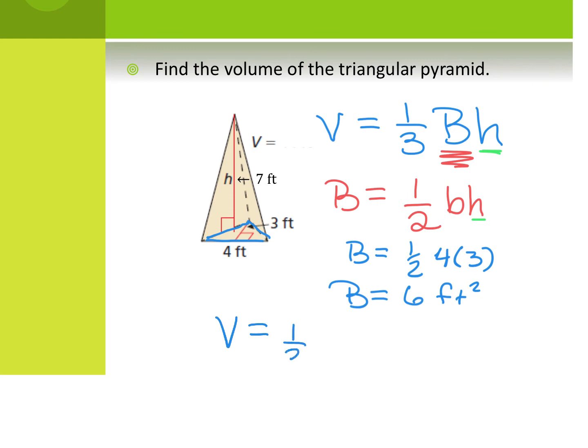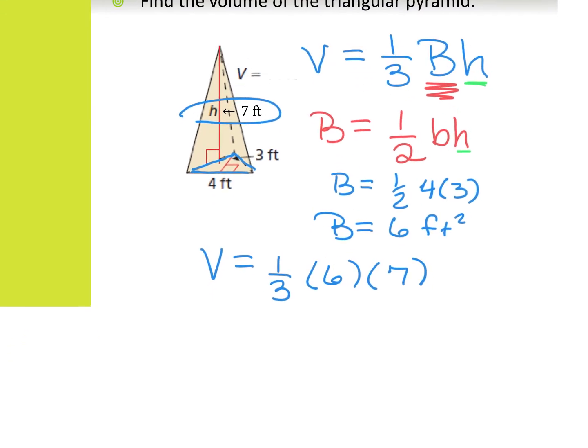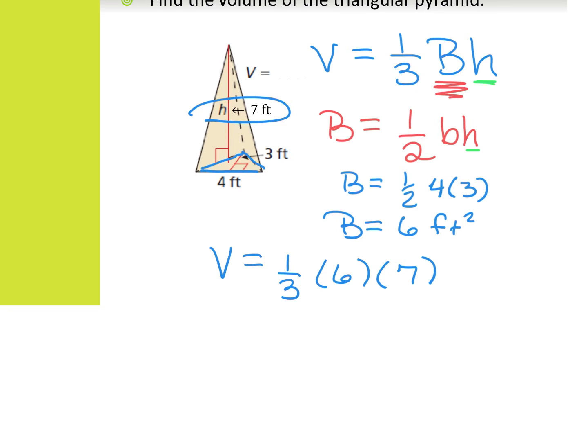So 1/3 area of the base, which was 6, times the height now, and this is the height of the pyramid, which is 7. Again, you could multiply 6 times 7 and divide by 3 on your calculator. If you weren't using a calculator, we could simplify: 1/3 of 6 is 2, and 2 times 7 is 14. So 14 feet cubed is the volume of this triangular pyramid.